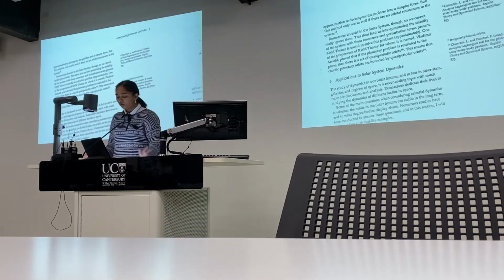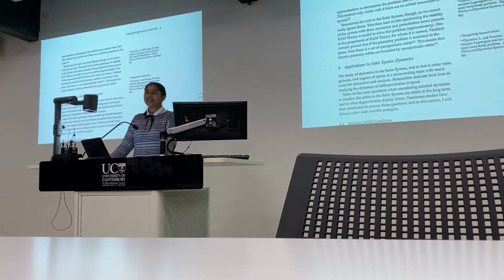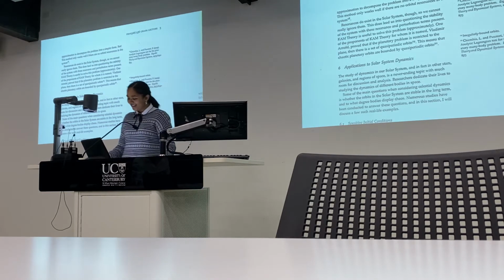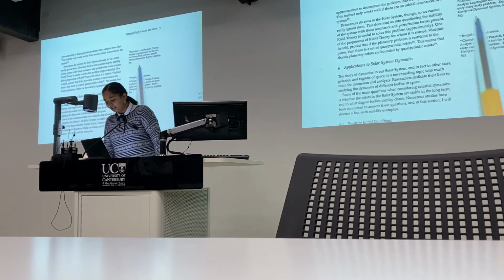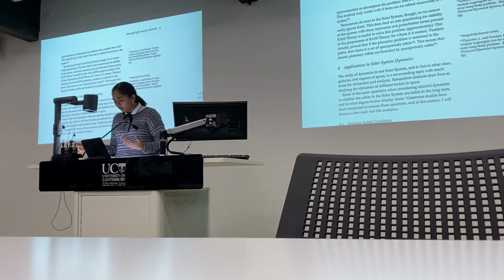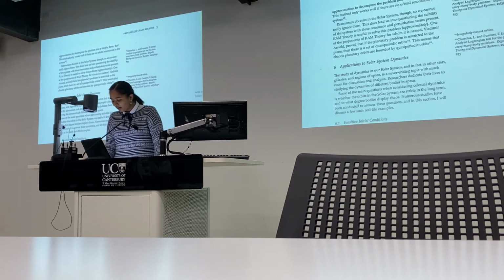But this method only works well if there are no orbital resonances in the system. But we do know that resonances exist in the solar system, and we can't just ignore them. So that leads us into questioning the stability of the system with these resonance and perturbation terms present. This is where KAM theorem comes into play.